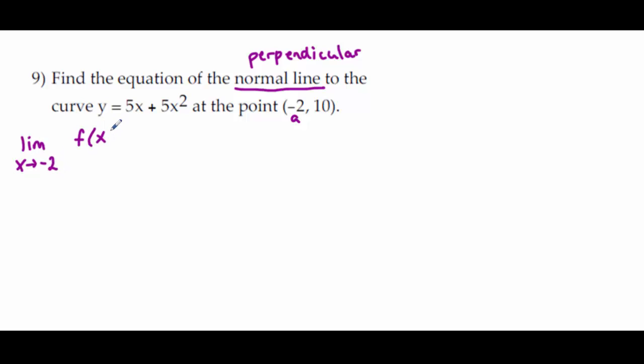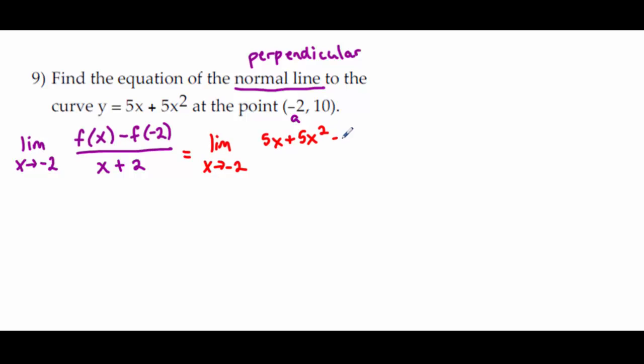I'm going to do f of x minus f of a over x minus a. And since a is negative, that means this is going to be x plus 2. So the limit as x goes to negative 2 of my function, f of x, so 5x plus 5x squared, minus what I get when I plug in negative 2 to this. So either I need to plug in negative 2 and find my answer, or maybe we realize already that f of negative 2 is the other part of this point, which is 10. So this should be minus 10 over x plus 2.